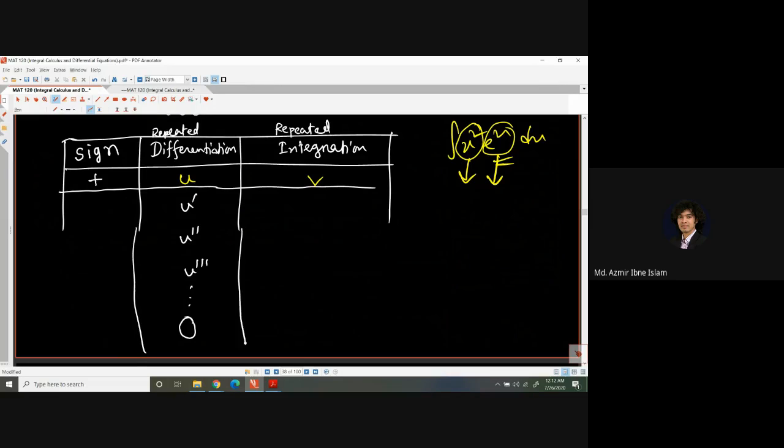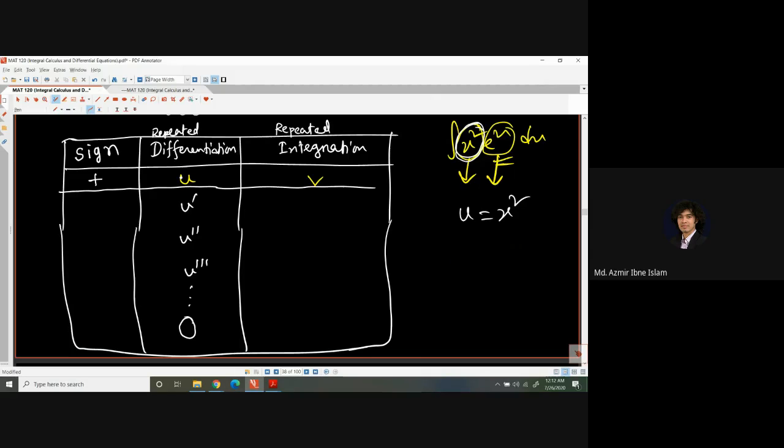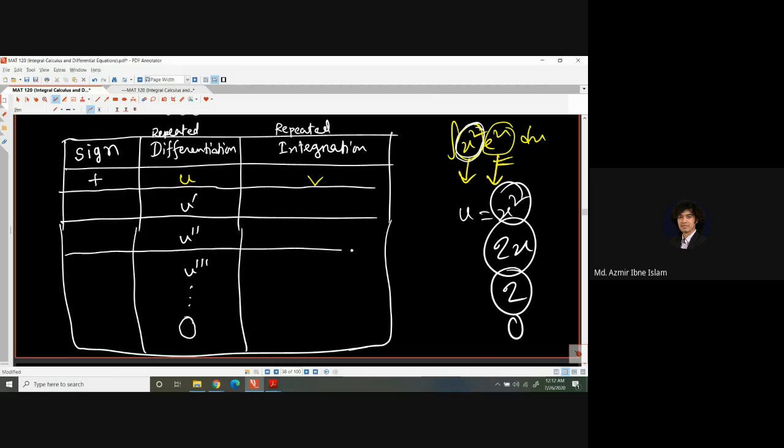So why are we expecting 0? Since the tabular method deals with polynomial functions, suppose if u, that is x squared, is in this part, it is certain that after some differentiation we will obviously get 0. The differentiation of x squared is 2x, the differentiation of 2x is 2, and the differentiation of the constant 2 is finally 0. That is what I am trying to say. So this is for the repeated differentiation column. Our calculation will stop when we get 0.